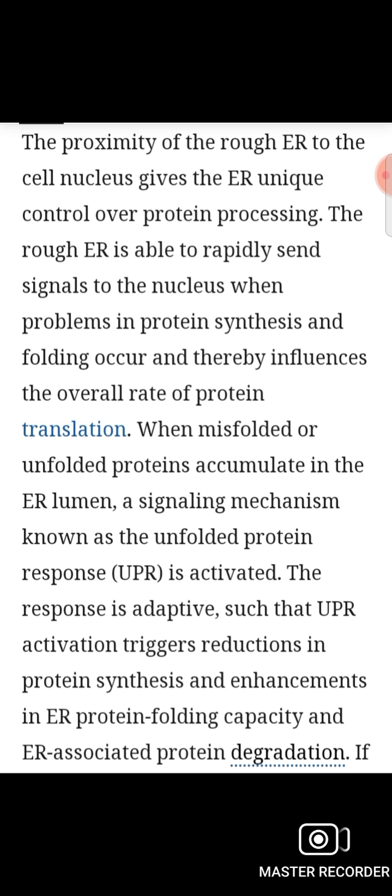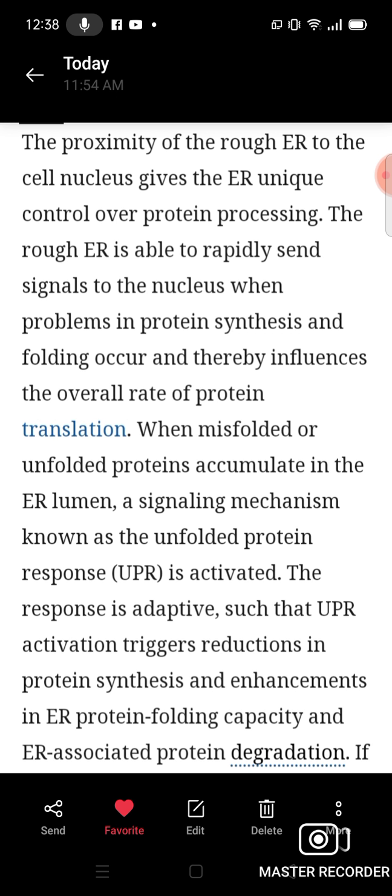When misfolded or unfolded proteins accumulate in the endoplasmic reticulum lumen, in the cisternae space of the endoplasmic reticulum, a signaling mechanism known as the unfolded protein response is activated. If an error occurs in the synthesis of the protein, a signal is generated which is known as the unfolded protein response. It is also called the UPR. That signal is activated in case of any error in protein formation.